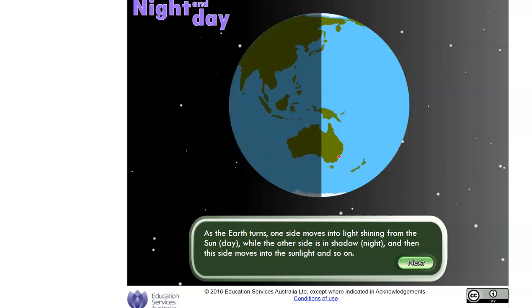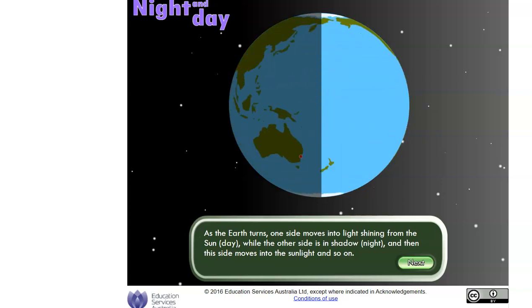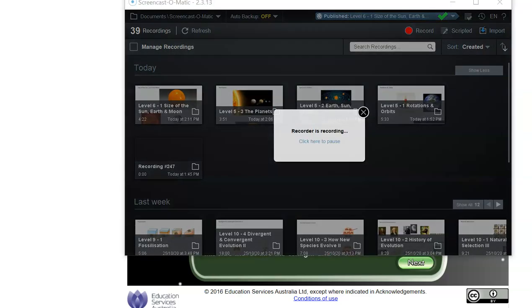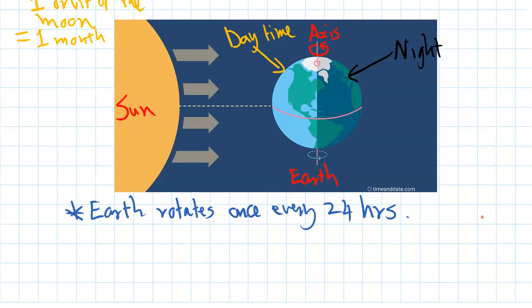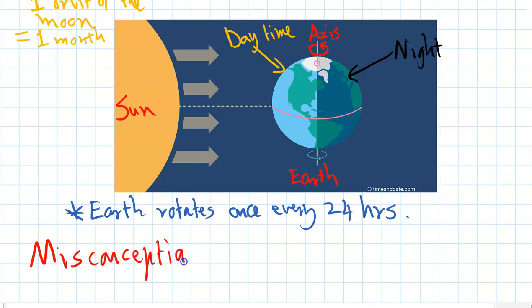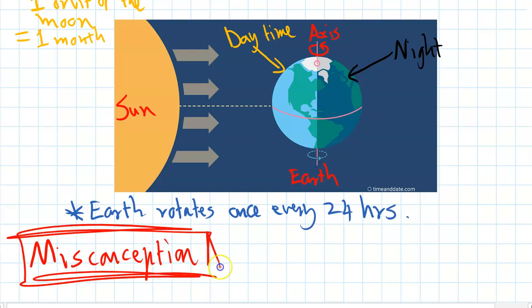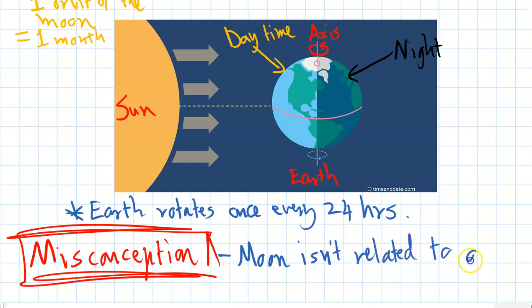So the fact that the Earth is spinning is the reason why we have day and night. Because the Earth is rotating. One misconception that people have is that the moon is related to day and night. So be aware, this is a common misconception that people have, but it's not true. So the moon isn't related to day or night at all. And it definitely doesn't cause day or night to happen.